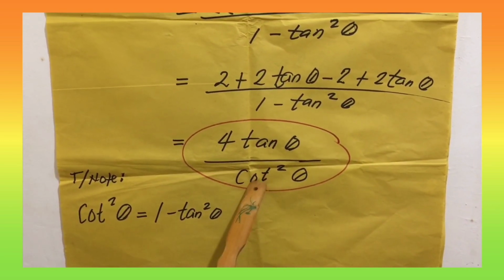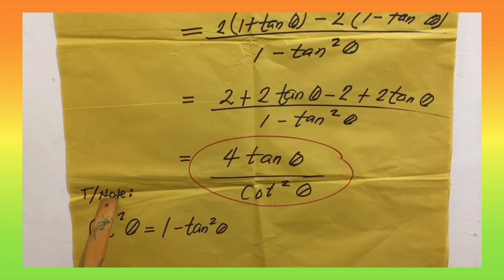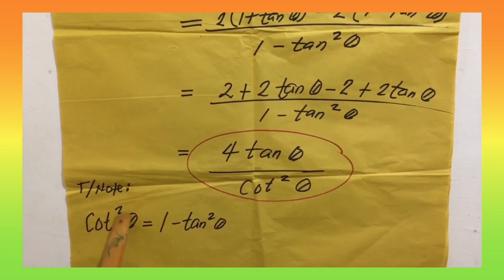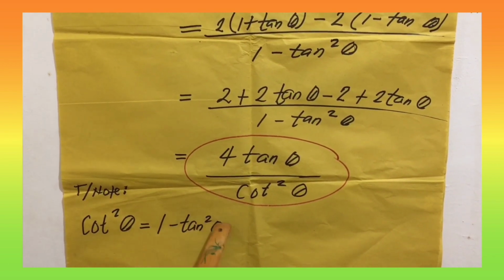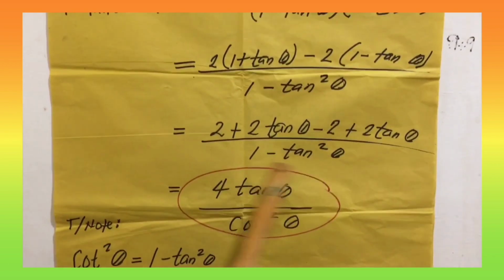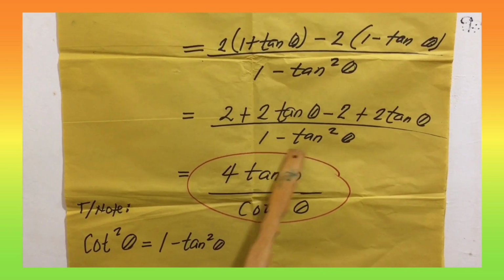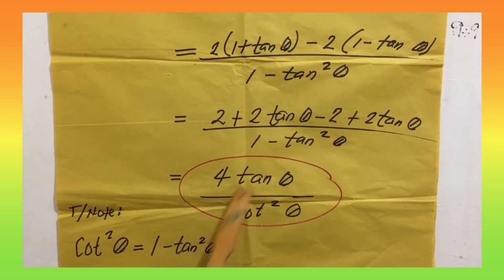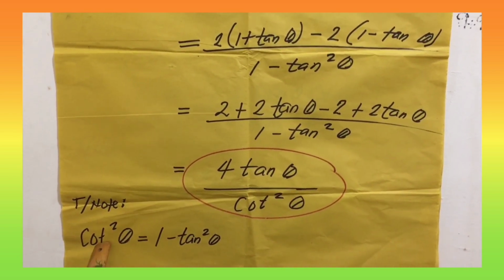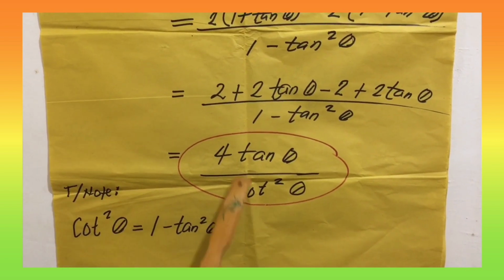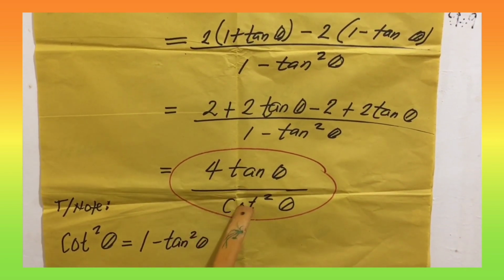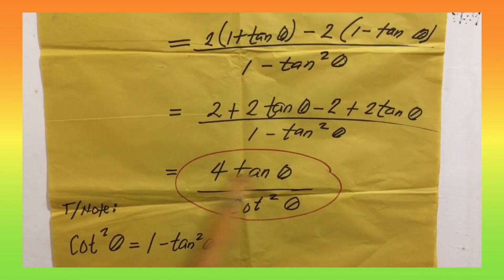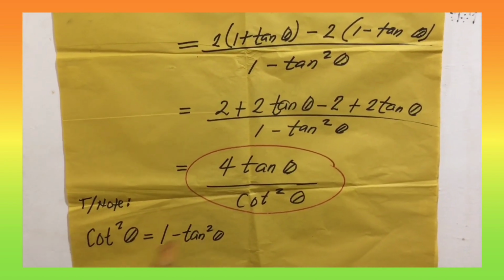Then this time we have a take note here, if we have cotangent squared theta, this will be equivalent to 1 minus tangent squared theta. But in here, our denominator is 1 minus tangent squared theta, so therefore our denominator should be cotangent squared theta. That's why our final answer is 4 tangent theta all over cotangent squared theta from this expression.